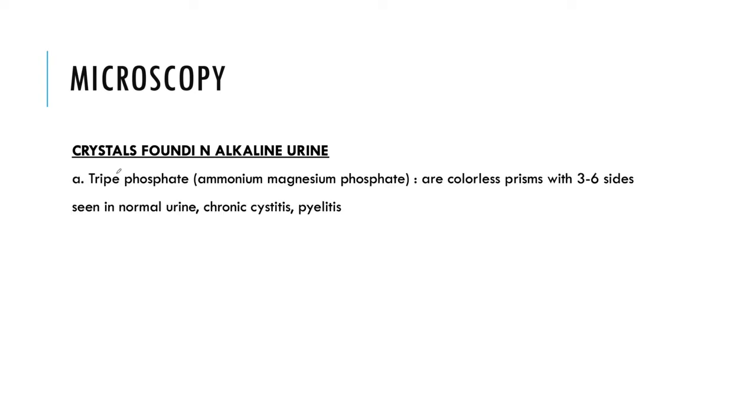They can be triple phosphate. Triple phosphate is actually the colorless prism-like structure, and that prism will have 3 to 6 sides, and it is seen in normal urine or chronic cystitis or pyelitis. So normal alkaline urine can also have a very small amount of triple phosphate. In case of chronic cystitis or pyelitis, a larger amount can be present.